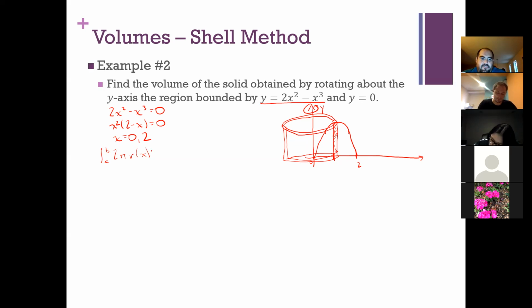Actually, let me build it up a little more slowly. Okay, you said x. What is the x taking the place of? Radius or height? The radius. Yeah. Is everybody okay with that?